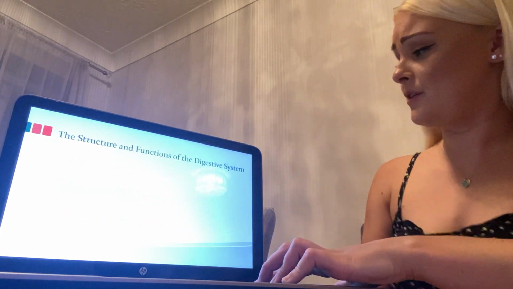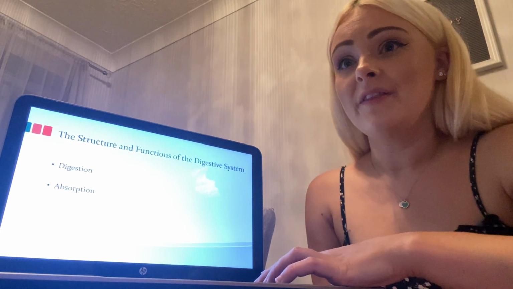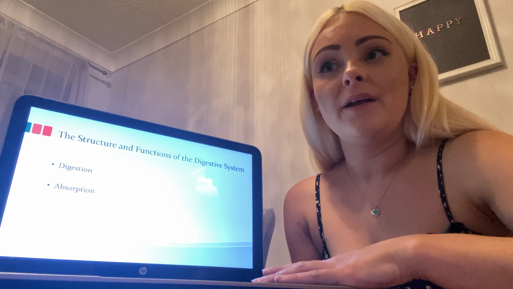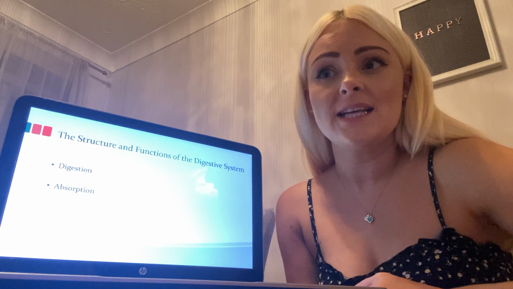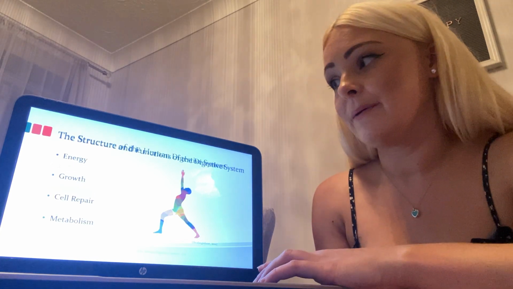The two main functions of the digestive system are digestion and absorption. This happens when food is broken down into small molecules, which are then absorbed into the body, providing us with energy and nutrients. This is the body's growth process and cell repair, as well as the metabolism.